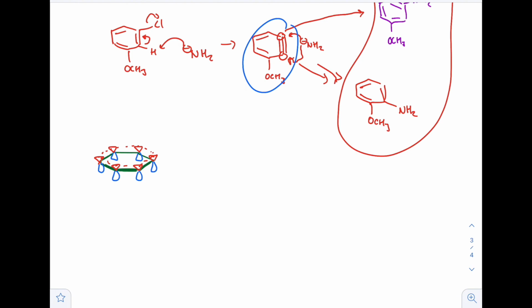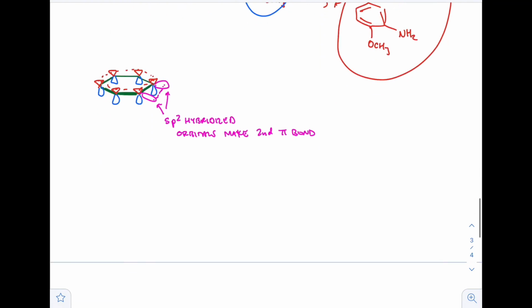That's me drawing the resonance, right? Like this is the pi electron overlap, and they're all just doing their thing, making benzene hella stable. But if we removed a proton, we would form that benzyne, right? So we have the red and blue pi overlap. That's one of our pi bonds. And then the sp2 hybridized orbitals make up a second pi bond. And that's where that benzyne ring comes in.